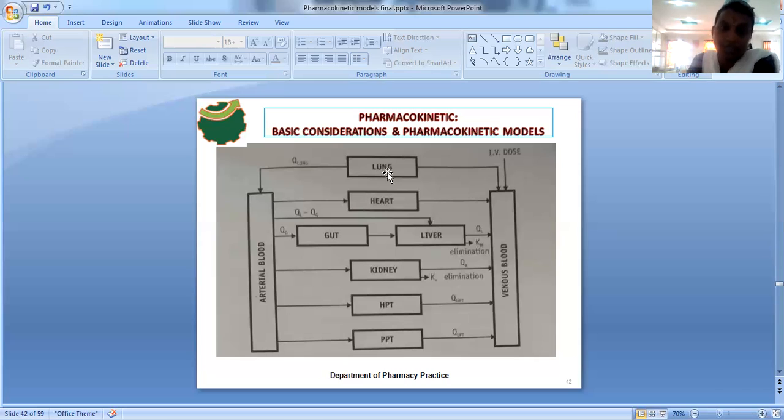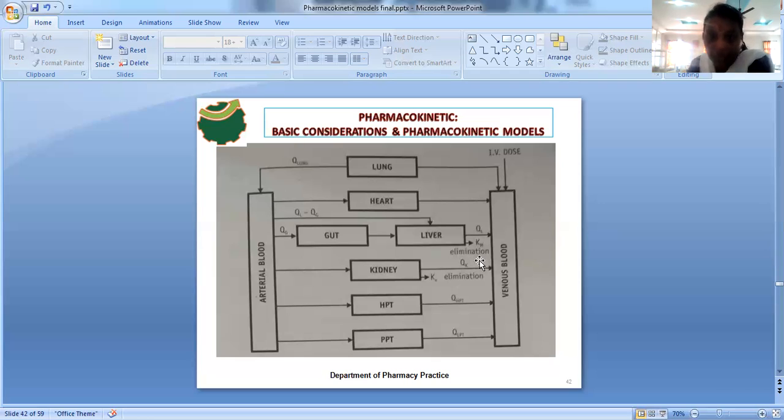And here these are the lung, liver, gut and the heart. Different tissues and organs have been mentioned here. The Q lung is nothing but, here the Q indicates blood flow to the respective organ or tissue. Q lung is nothing but blood flow to the lungs, and QG is nothing but blood flow to the gut wall.